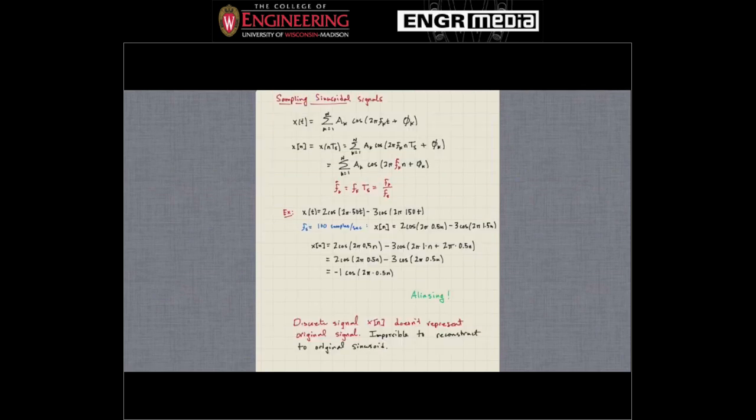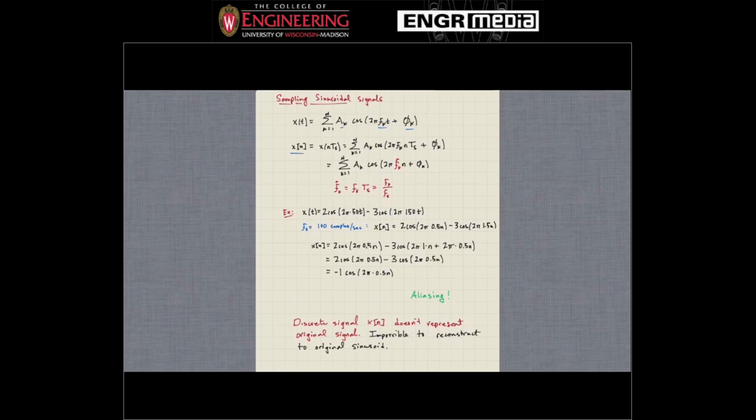Let's look at sampling a signal that has a number of sinusoidal components. That's what I've written up here. We have a continuous time signal x(t) that's made up of a sum of different cosines at various frequencies f_k, and they all have different amplitudes and different phases. We're just going to sample that with a sampling period of T_s.